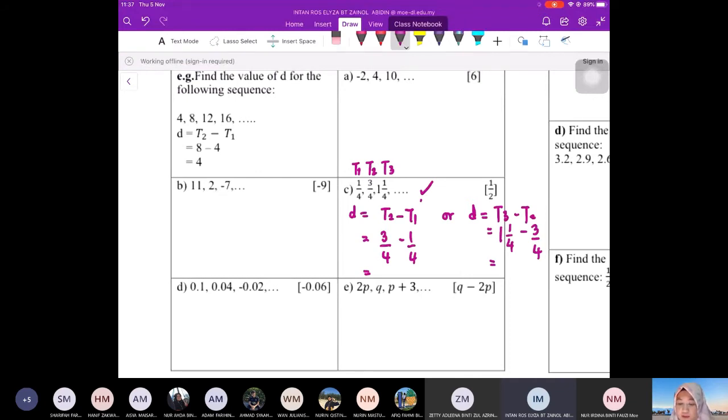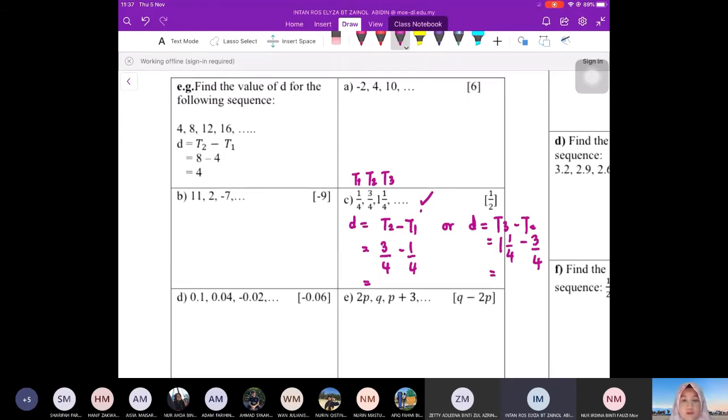Tapi kalau macam soalan yang ni, yang group Z ni, dia memang dah masuk ke T for Tn for AP. So you know that the series semuanya memang AP. So you pilih D tu satu je. Okay, satu je yang paling senang. So for C ni tak payahlah ambil T3 dengan T2 kan. You just choose T2 dengan T1.